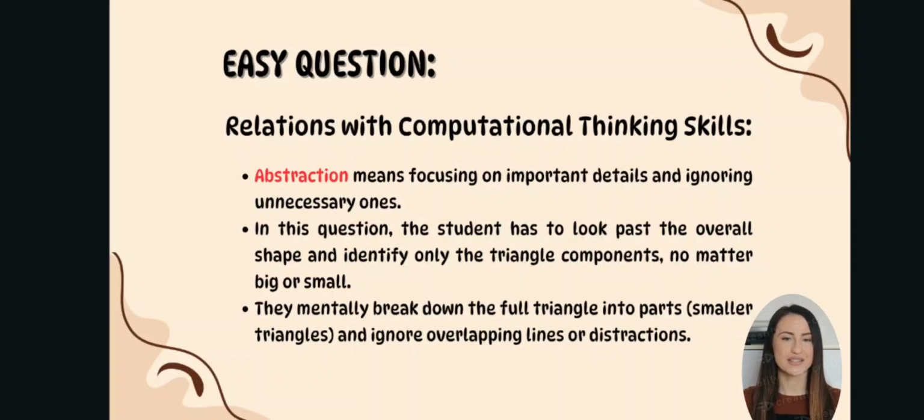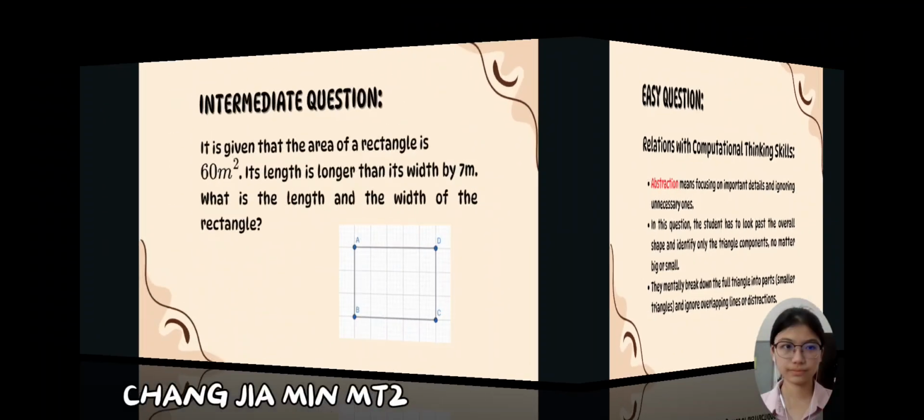The Bloom's level of this question is CLO1, which is remembering. It is because this task requires students to recall and apply basic geometric knowledge, which is identifying shapes and particularly triangles. It doesn't require them to perform deep analysis or create new strategies. They just need to recognize and count based on observation.